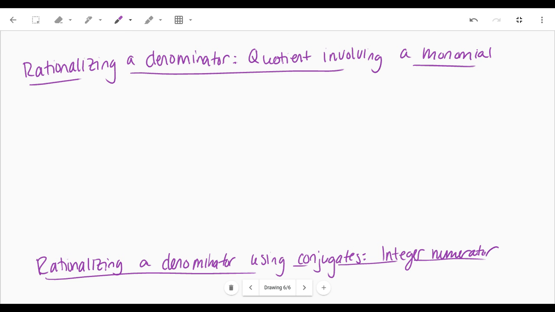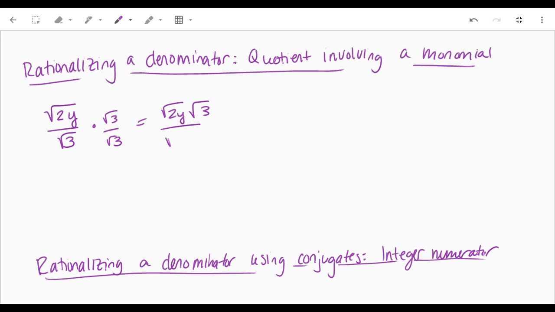All right, so for the first one, we have square root of 2y over square root of 3. Okay, and we want to, again, rationalize the denominator, which means that we would multiply by square root of 3 over square root of 3. Okay, so we'll have square root of 2y times square root of 3 over square root of 3 times square root of 3. All right, and remember, we can combine these. So the square root of 2y times the square root of 3 would be the square root of 2y times 3.